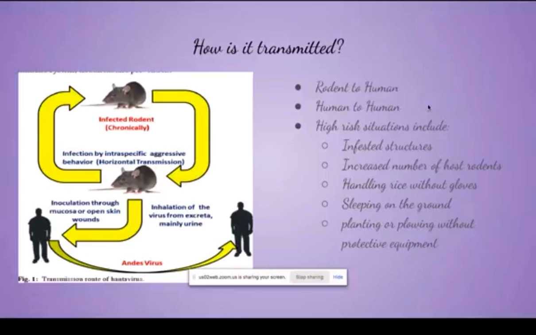So some high-risk situations in which one can be infected include infested structures or increased number of host rodents, handling mice without gloves, sleeping on the floor, specifically in an area that is rodent infested, keeping wild rodents as pets or research subjects, and plowing or planting without protective equipment. So on the left, the image present shows the route of transmission for this virus.